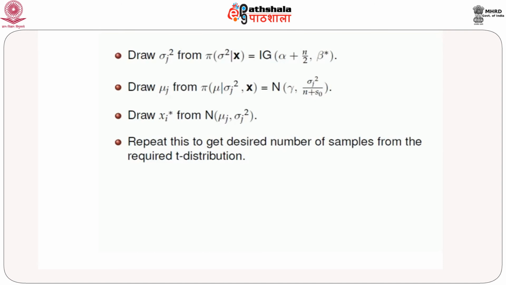So, with the observations drawn, that is sigma j square in the first step and mu j in the second step, we draw the observation xi star from a normal distribution with mean mu j and variance sigma j square. These observations xi stars are the samples from the required posterior predictive distribution.